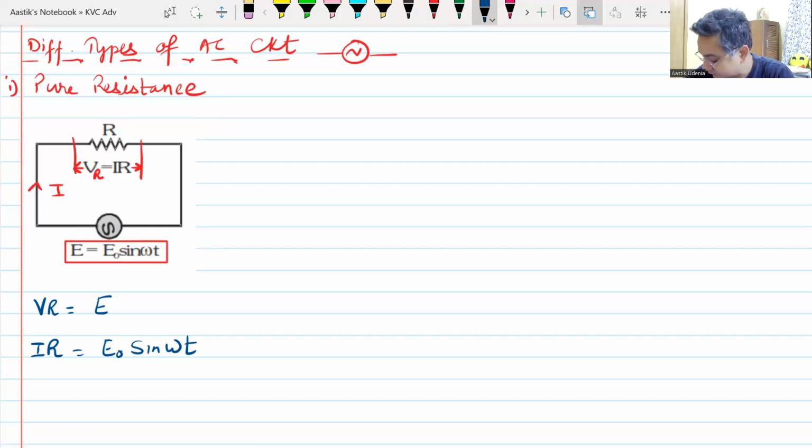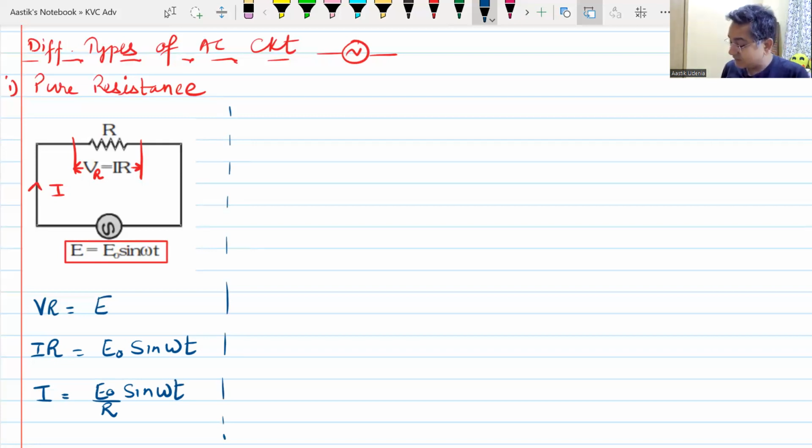From here, I can find out the value of I. The value of I that I will get will be equal to E naught by R sine omega t. Yes or no? Now I can understand this is how I have completely solved the circuit.